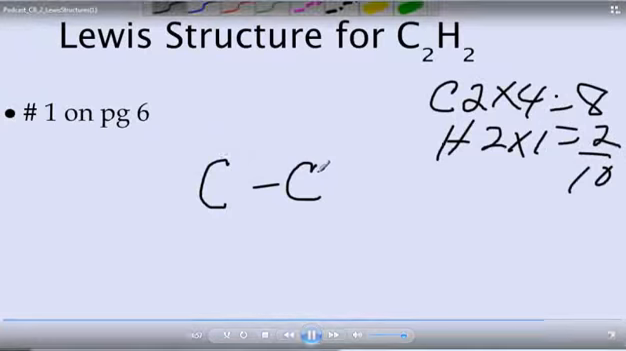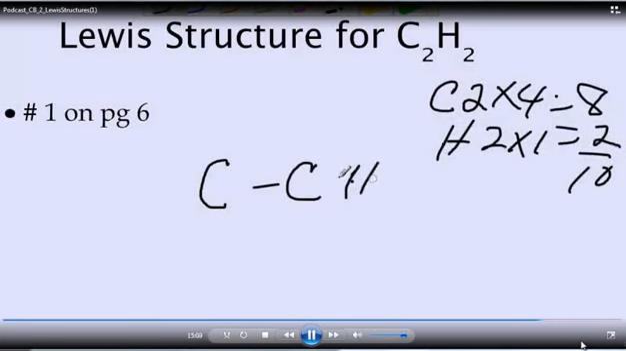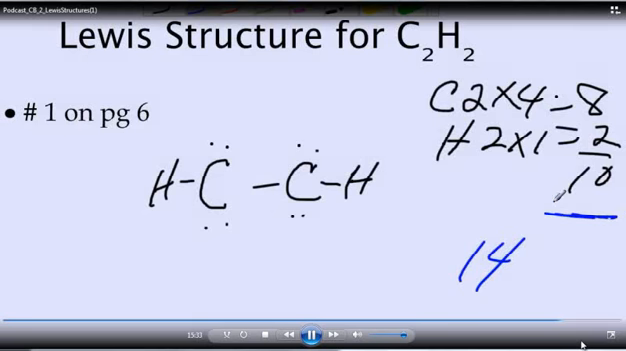Skeleton structure, I'm going to put a hydrogen on each side. Okay, I put bonds between those. And now I want to give all the other atoms a full valence shell. To do that, I need 8 around my carbon. I've got 2, 4, 6, 8. I need 8 around this carbon. 2, 4, 6, 8. Okay, now I count. And when I count, I have used 2, 4, 6, 8, 10, 12, 14. I've used 14, but I only have 10. So what I have to do is I have to erase 4 electrons.